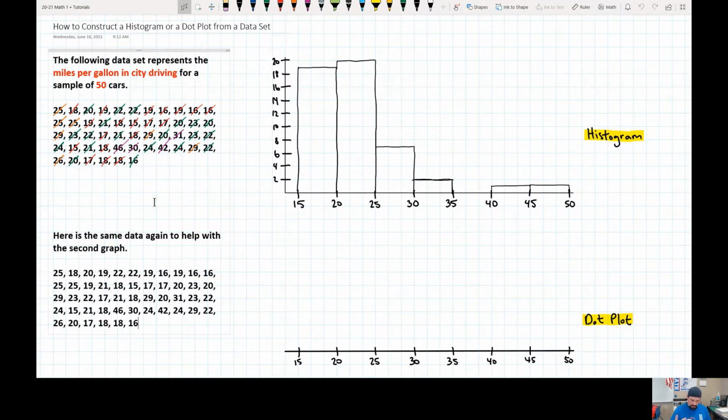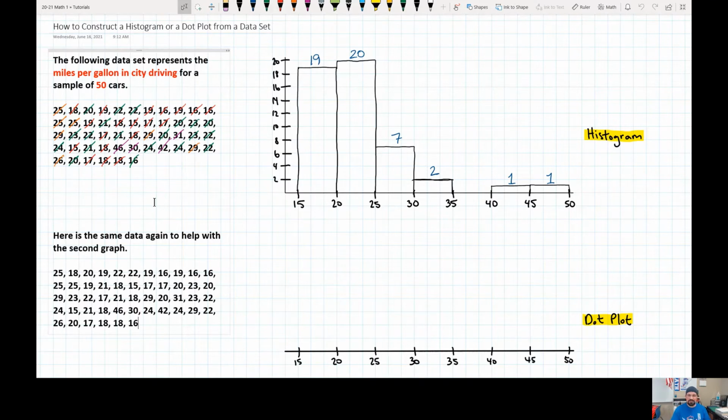One other step that we should take to make sure that we didn't skip any values or miscount, because there are 50 of them and it's easy to make a mistake, is to add up the heights of the different bars. When we add those up, we should get 50, which means we've accounted for all the data points. So this is 19 plus 20 is 39, plus 7 is 46, plus 2 is 48, plus 1 is 50. So we have all 50 of our data points accounted for, and this is our histogram.